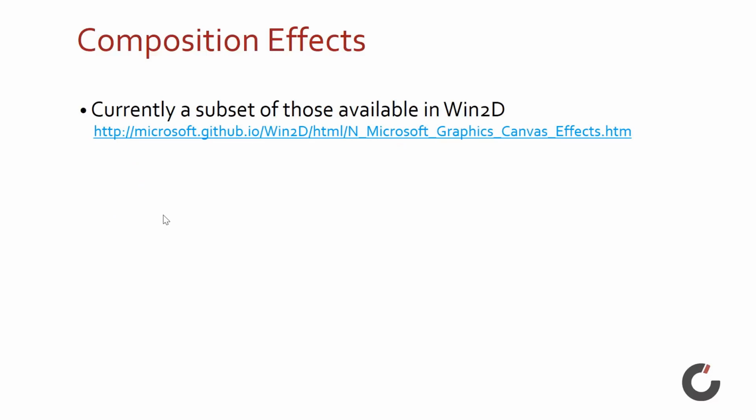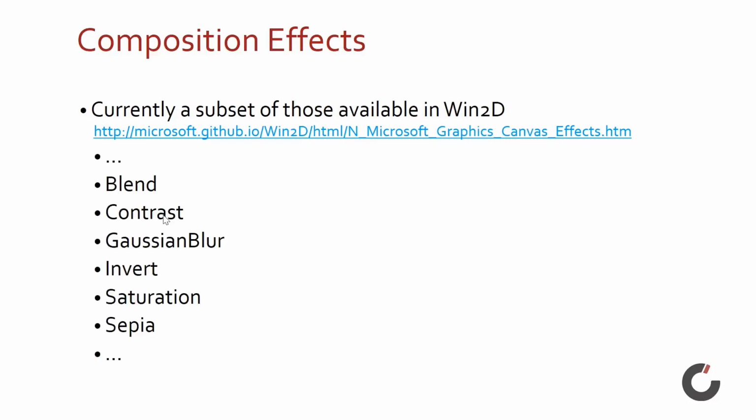So, as I mentioned, composition effects exist, but they're really a subset of what's currently available in Win2D, and there's some reasons around that, in that Win2D is often more applied to static images than it is real-time images, and so there are different performance metrics that need to be hit to perform well as part of composition. That said, I know they're adding more as they go.